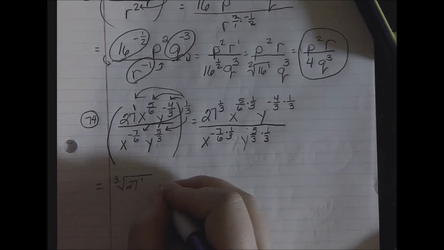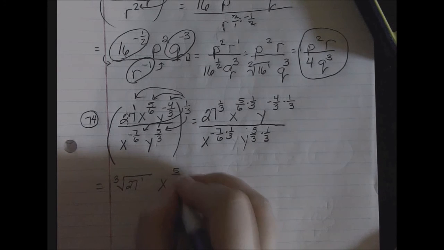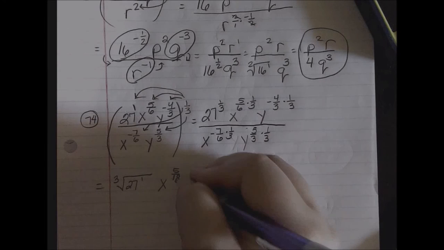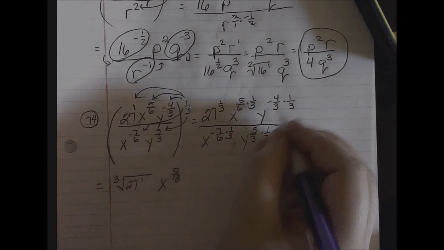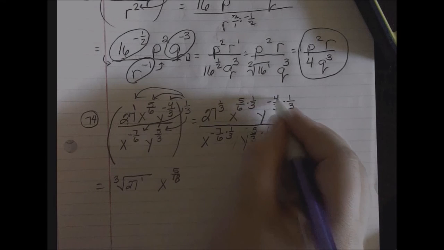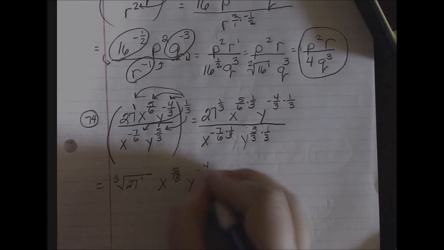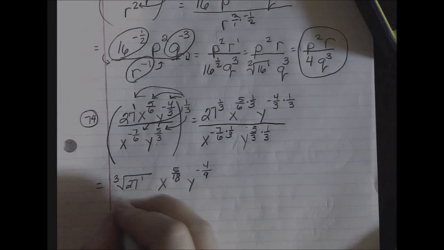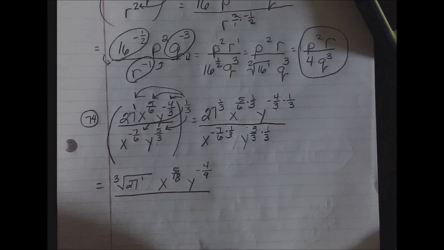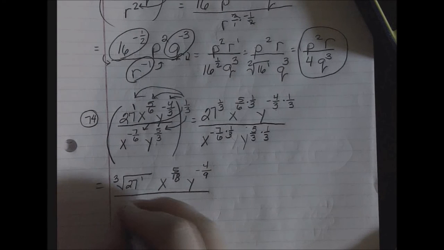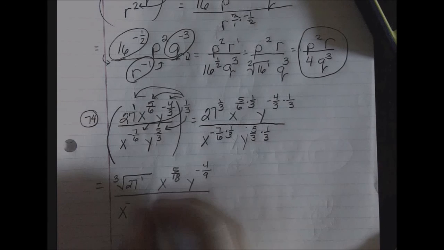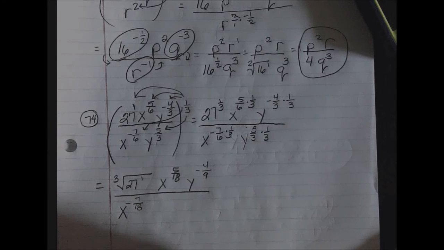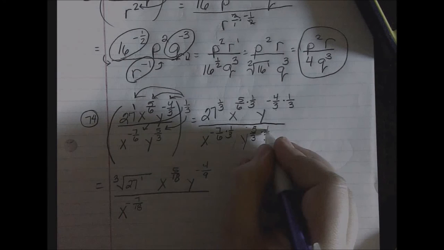So I have x to the 5/18, because 5 times 1 is 5, 6 times 3 is 18. And then that gives me y to the negative 4/9, because negative 4 times 1 is negative 4, 3 times 3 is 9, over x to the negative 7 times 1 is 7, 6 times 3 is 18, and then y to the 5 times 1 is 5, 3 times 3 is 9.